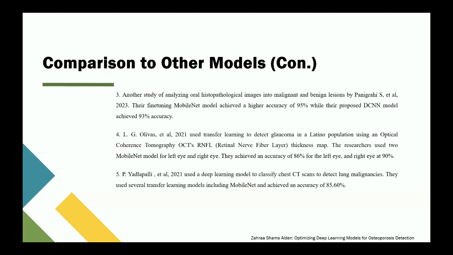Another model was used to analyze images of the patient's eye, the retinal nerve fiber layers. It had an accuracy of 86% for the left eye and 90% for the right eye. This model, conducted in 2020, used transfer learning to detect glaucoma in a Latino population, so their model also has a bias since it uses only the Latino population. Another model uses deep learning to classify chest CT scans to detect lung malignancies. Their transfer learning model had an accuracy of 85% or 86%.